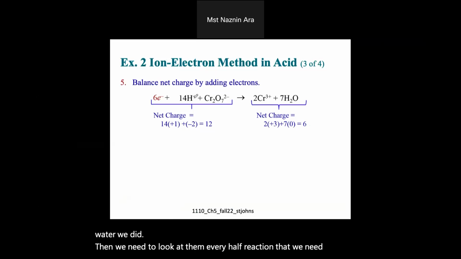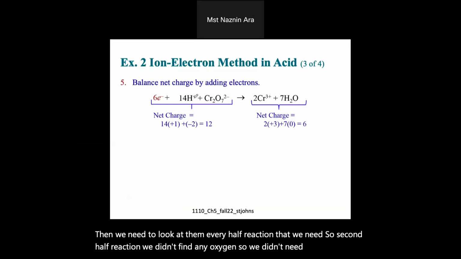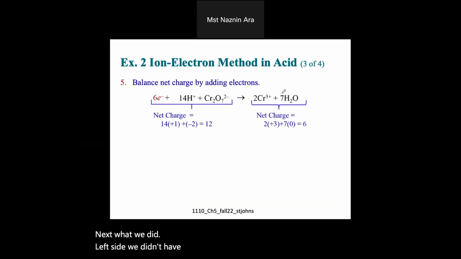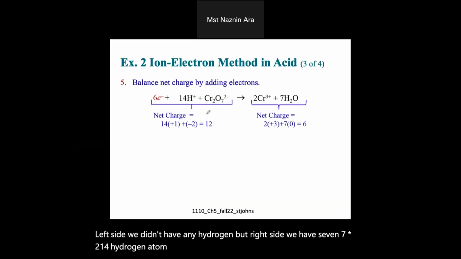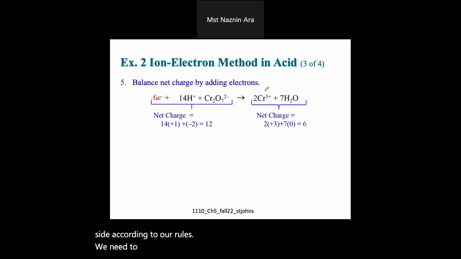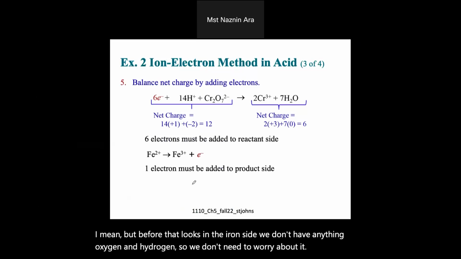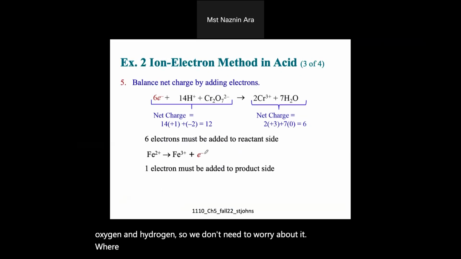So in the second half reaction, we didn't find any oxygen, so we didn't need to add any water. Next, on the left side we didn't have any hydrogen, but on the right side we have 7 times 2, 14 hydrogen atoms. So we had to add 14 hydrogen ions on the left side according to our rules. Finally, we need to balance the electron. But before that, looking at the ion side, we don't have any oxygen or hydrogen, so we don't need to worry about it. Next, when we consider adding the electron, look first into the first half reaction.